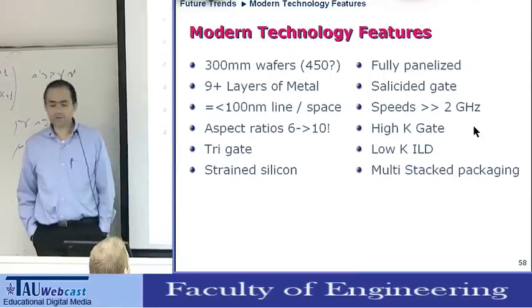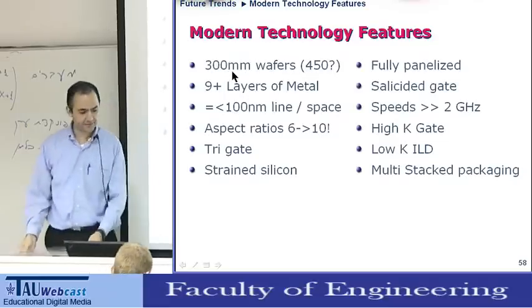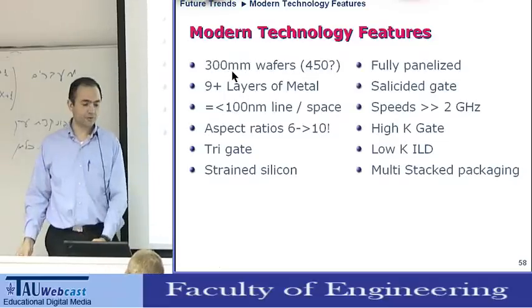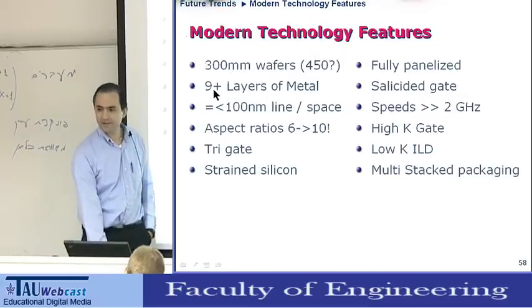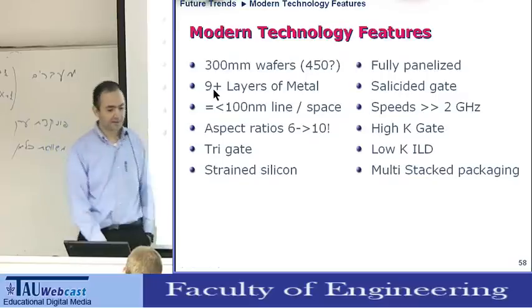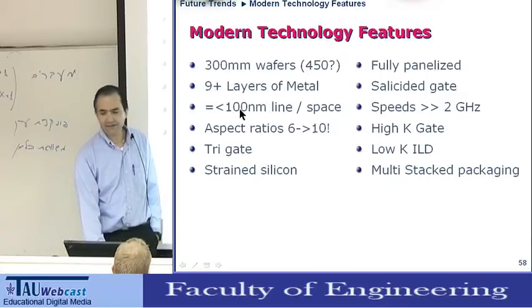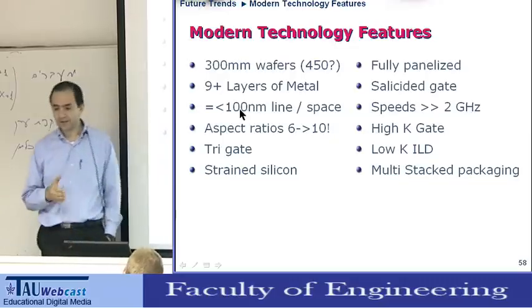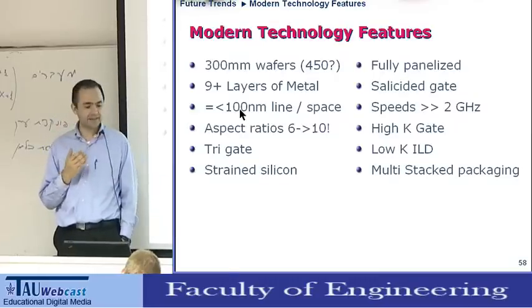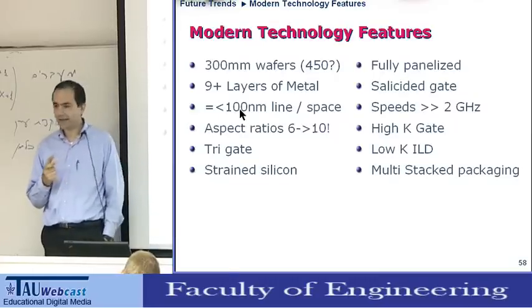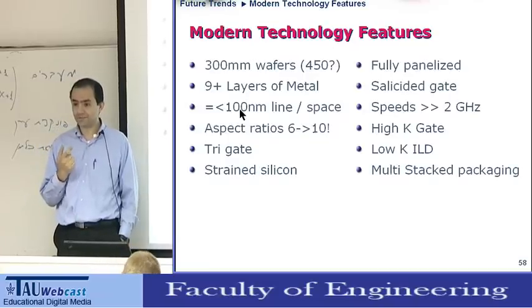So, modern technology features. Right now, 300 millimeter wafers, sometimes moving to 450. We have 9+ layers of metal. Every year I update these foils. We have more layers of metal. The pitch, the line and space, I wrote here, smaller than 100 nanometers. So now the number is significantly smaller. Now the half pitch in production is 22 nanometers in the most advanced processes.